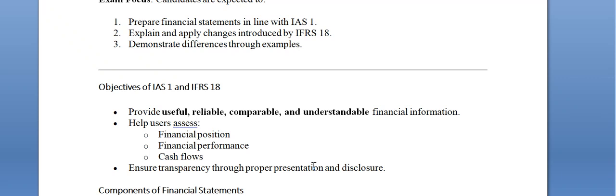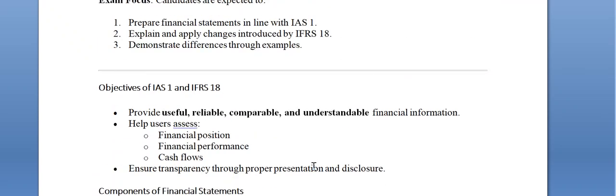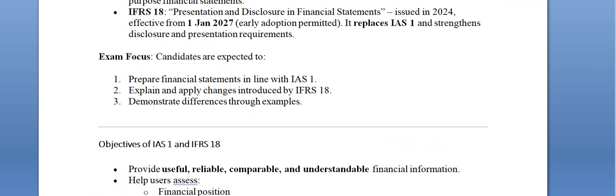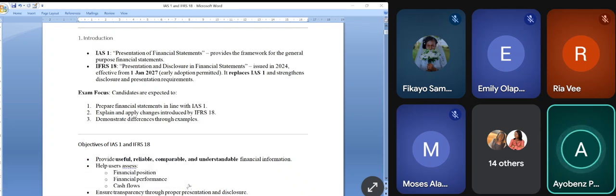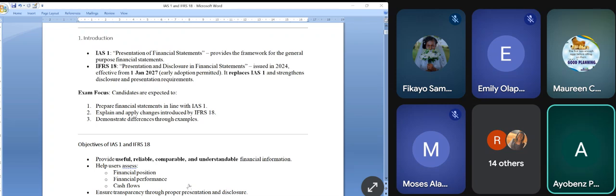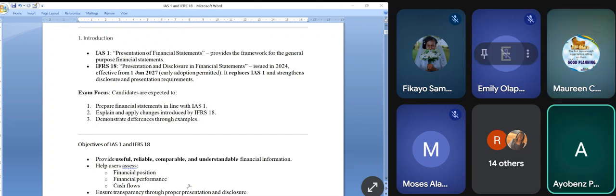And in our conceptual framework, I remember that we talked about the components of financial statements. Who can recollect what those components are? Anyone here that can recollect what the components of financial statements are? I'm sure we mentioned it when we were treating the conceptual framework. Just raise your hands and then we'll call you quickly, so that we can have a very good time today. Cash flow. Anyone? Statement of cash flow. Okay.